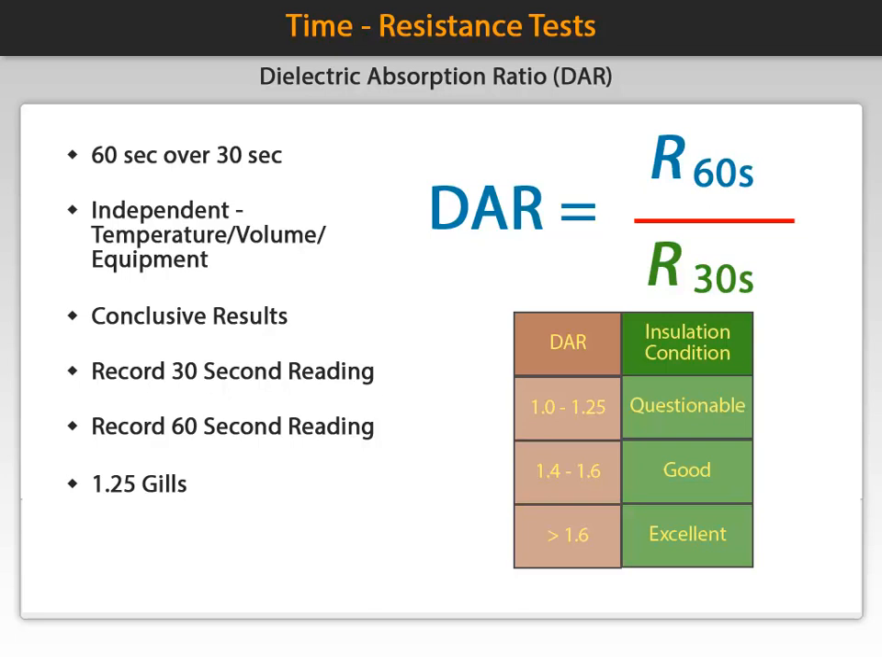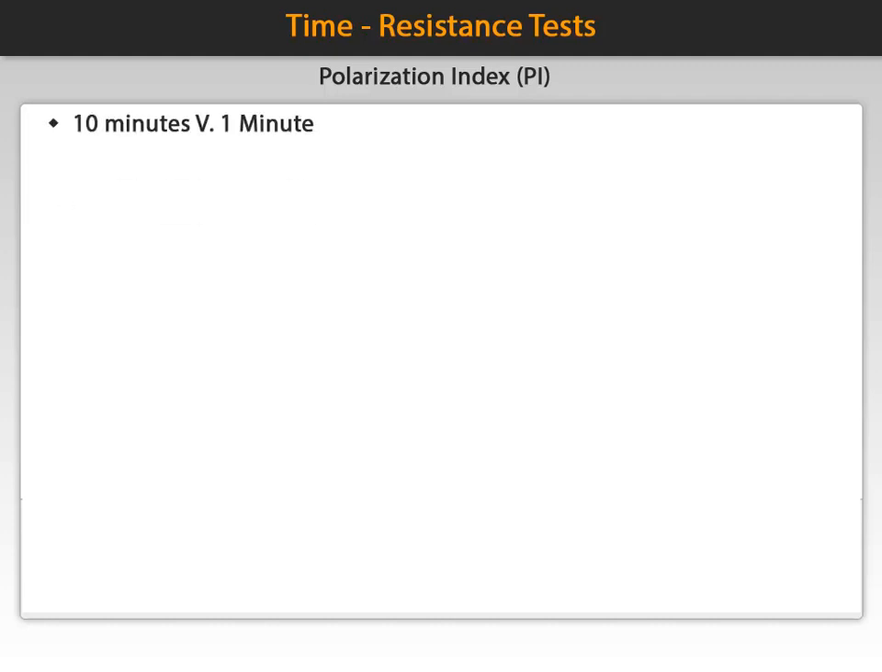A reading below 1.25 gigaohms is cause for further investigation. The next time-resistance test method we'll examine is the polarization index. It represents the ratio of resistance values of 10 minutes over 1 minute.